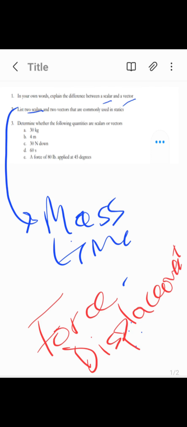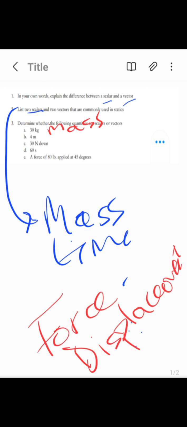For number 3, however, we are saying determine whether the following quantities are scalars or vectors. And I said it will be in your exam. So you are given 30 kilograms. You know for sure that here I'm talking about a mass. So definitely mass is a scalar quantity. 30 kilograms is what we are interested in as a mass under physics.